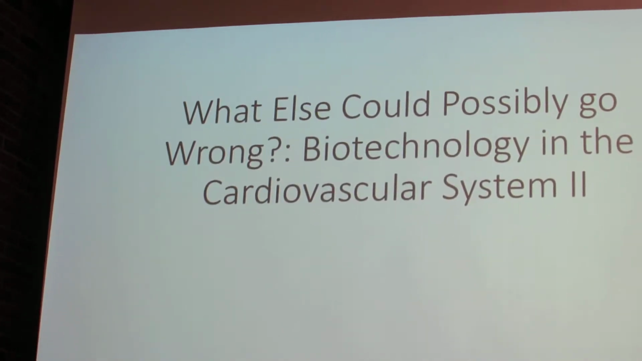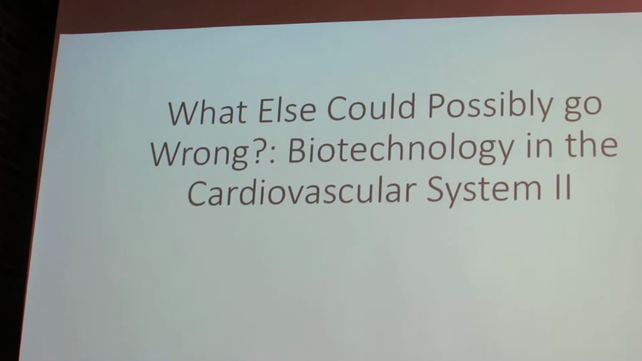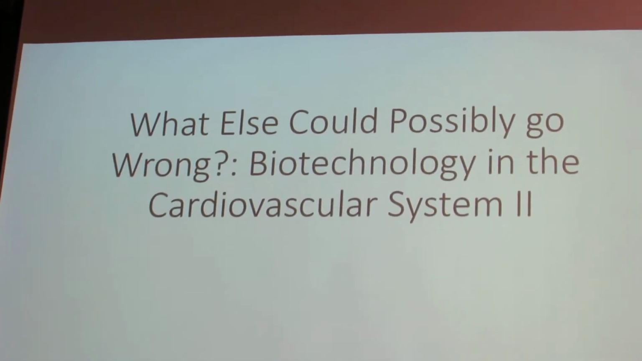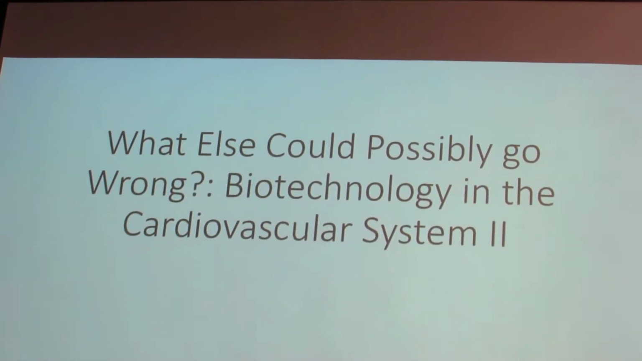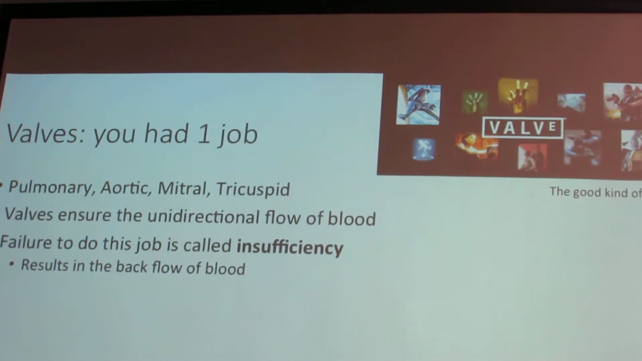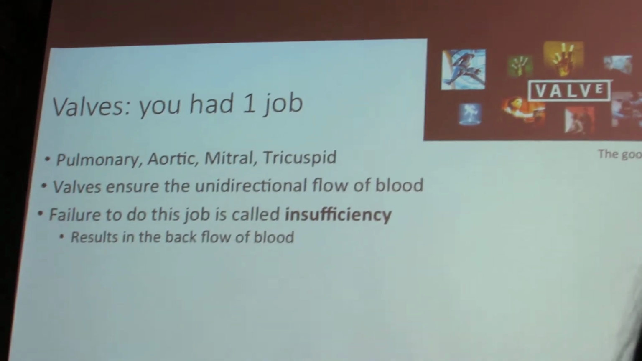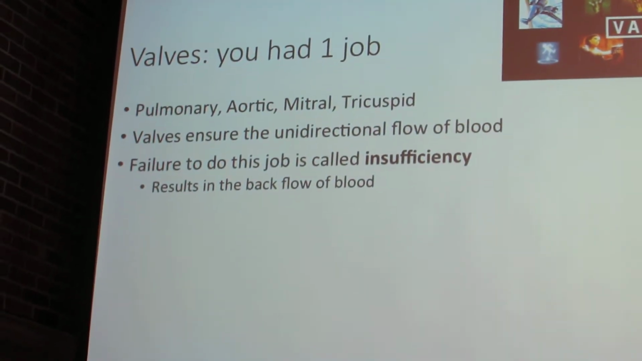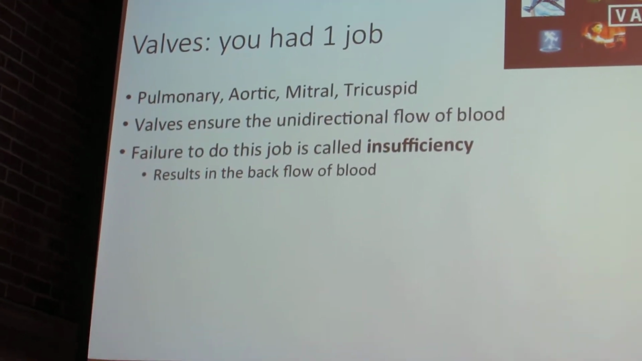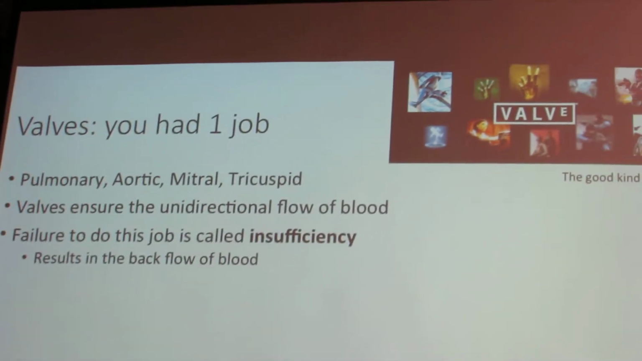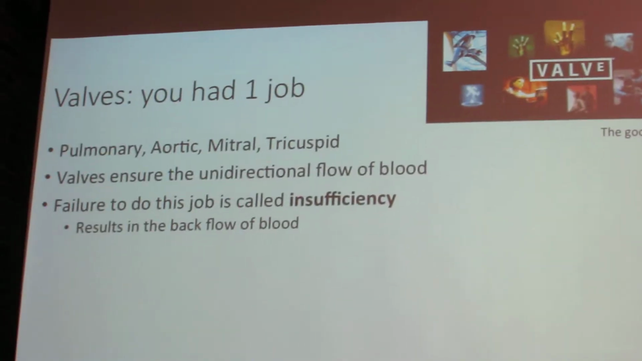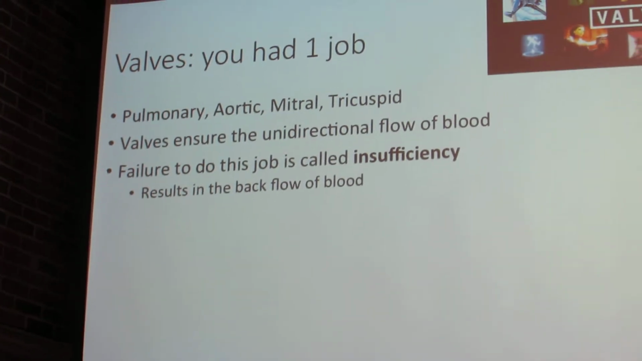All right. Next, 2. Biotechnology and cardiovascular system. So we're going to talk about valves, right? Cardiac valves. So valves have one job, a single job. And you have important types: the pulmonary, the aortic, the mitral, and the tricuspid. We focus mostly on the aortic valve. We'll talk a little bit about the mitral valve, but it's mostly aortic.